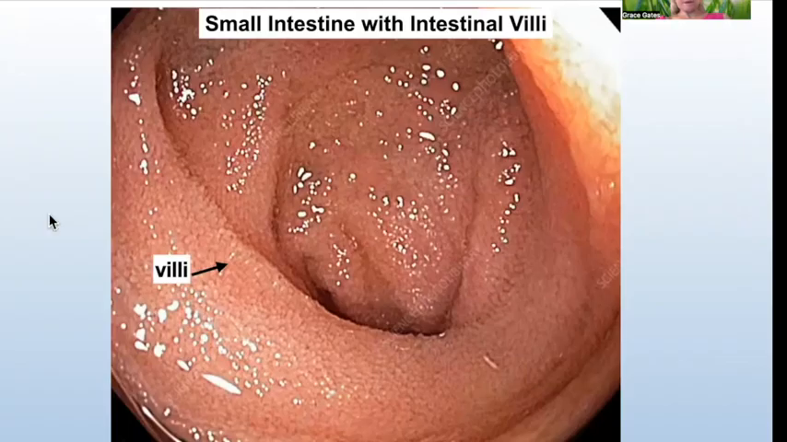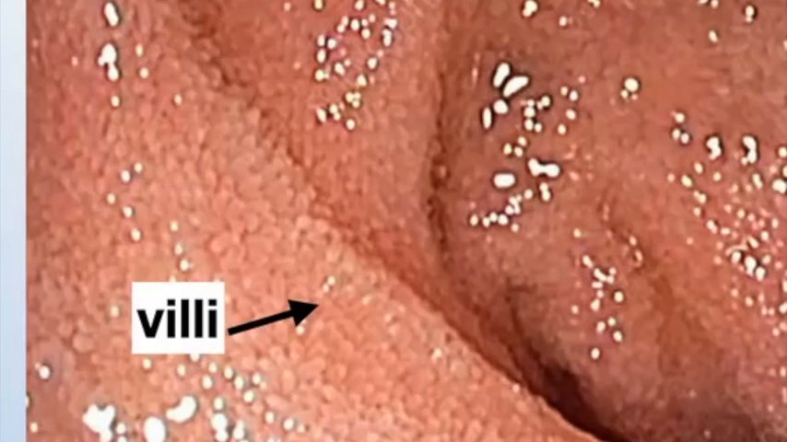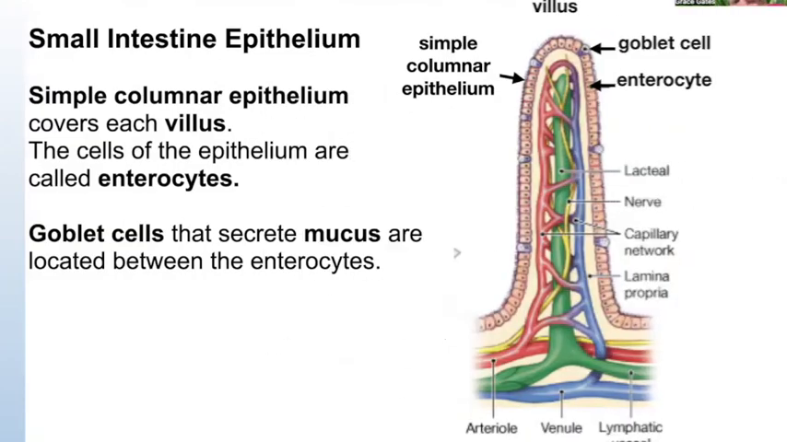Oh, and here's a nice picture. It's very magnified because it's difficult to see the villi with just the naked eye when the scope picture is not magnified. So here they really blew up a picture from an enteroscope, and you're seeing these little tiny fingers. Those are the villi. Okay, simple columnar epithelium covers each villus.